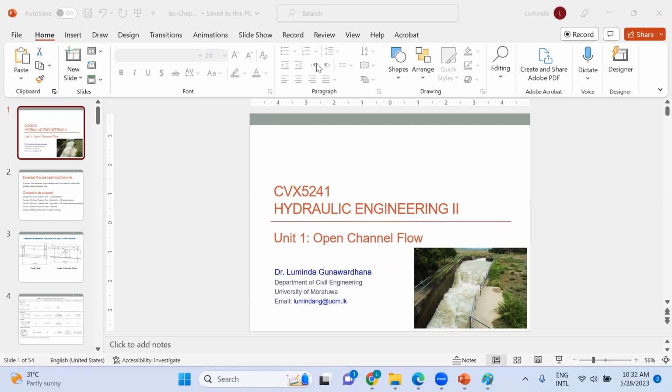Yes. So I was asked to deliver 3 units. The first one is the open channel flow, and the second one is sediment transport, and the third one is the groundwater flow. So today I will start with this open channel flow part.